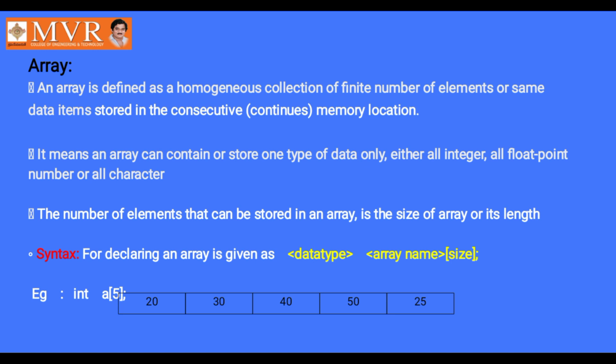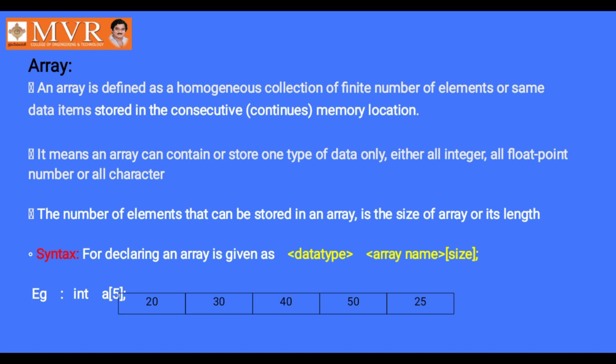It means if I declare an array as an integer array, it will contain only integers. If I declare my array as a character array, then it will contain only characters. And if I declare it as floating point, then it will contain only floating point numbers.